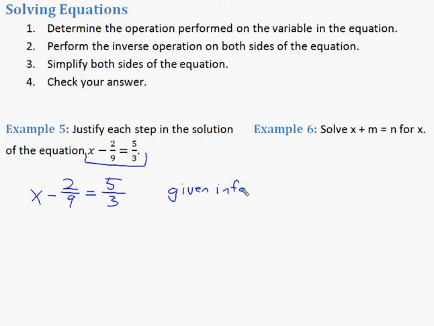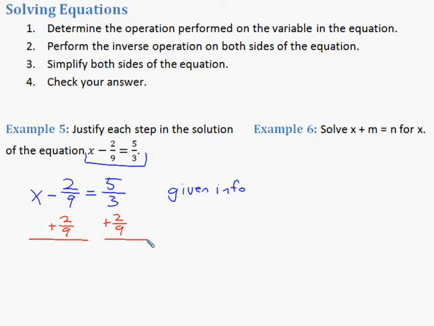So what would we do here? Well, we're thinking through this. Determine the operation performed on the variable. So what's happening to the variable? 2/9 is being subtracted from the variable. So we're going to do the inverse operation. Since it's being subtracted, we're going to add 2/9 to both sides.